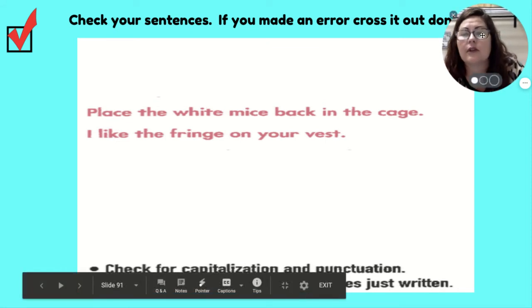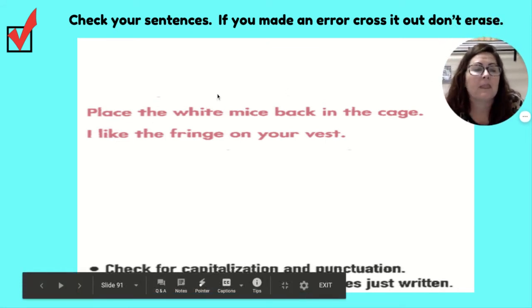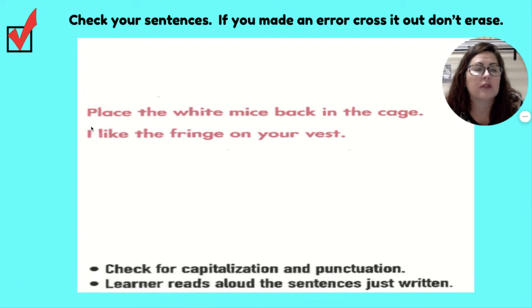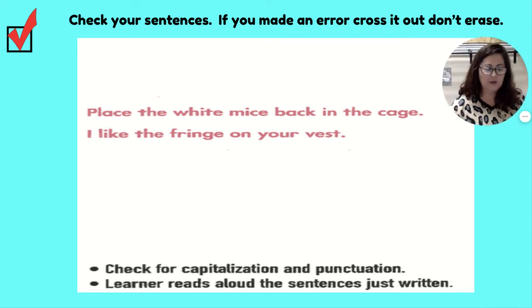All right, so now check over your sentences. Do your sentences look like these? Do you have the correct words capitalized? Do you have periods at the end? And all of these words in the sentences that you wrote. If you made an error, just cross it out and write the word or the mark above correctly. Once you're finished with your corrections, read both sentences out loud.